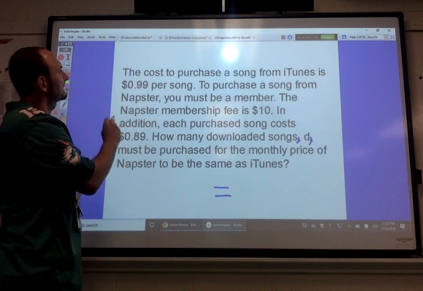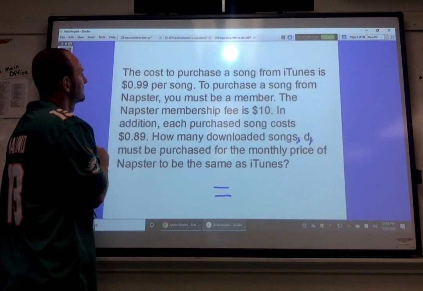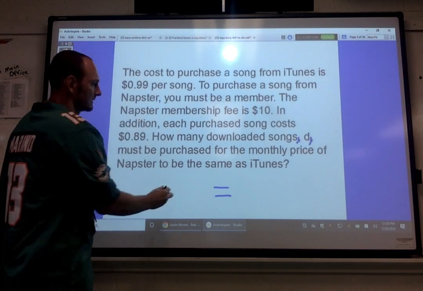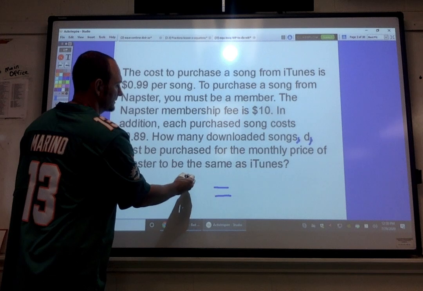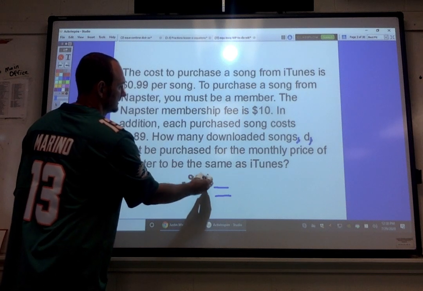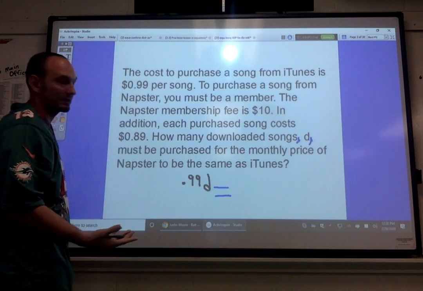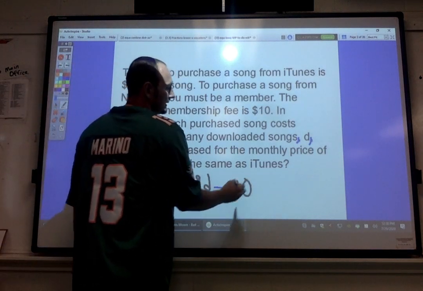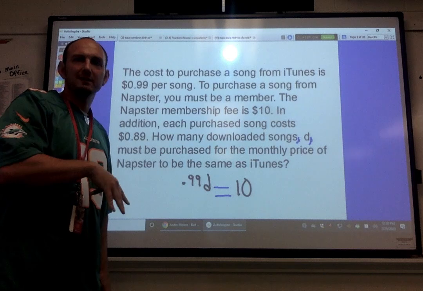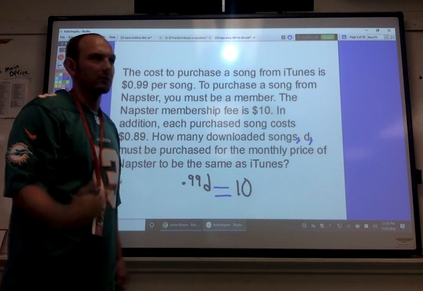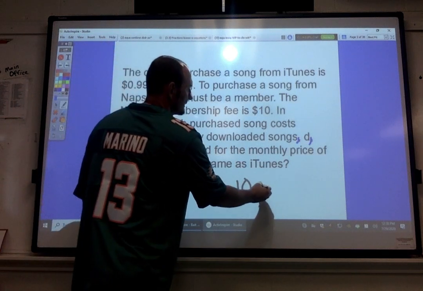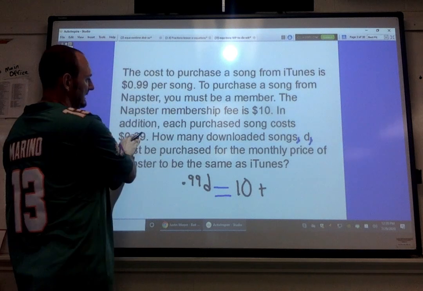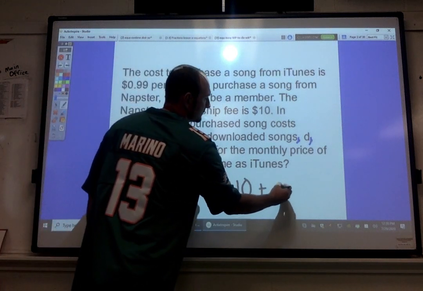Per song from iTunes is 99 cents per song, and that's all they say. So for them, it's just going to be 99 times the letter D. That's all you pay. The other one has a $10 membership fee. Does it say it repeats ever? No, it's just a one-time thing. So that plus 89 cents per downloaded song.